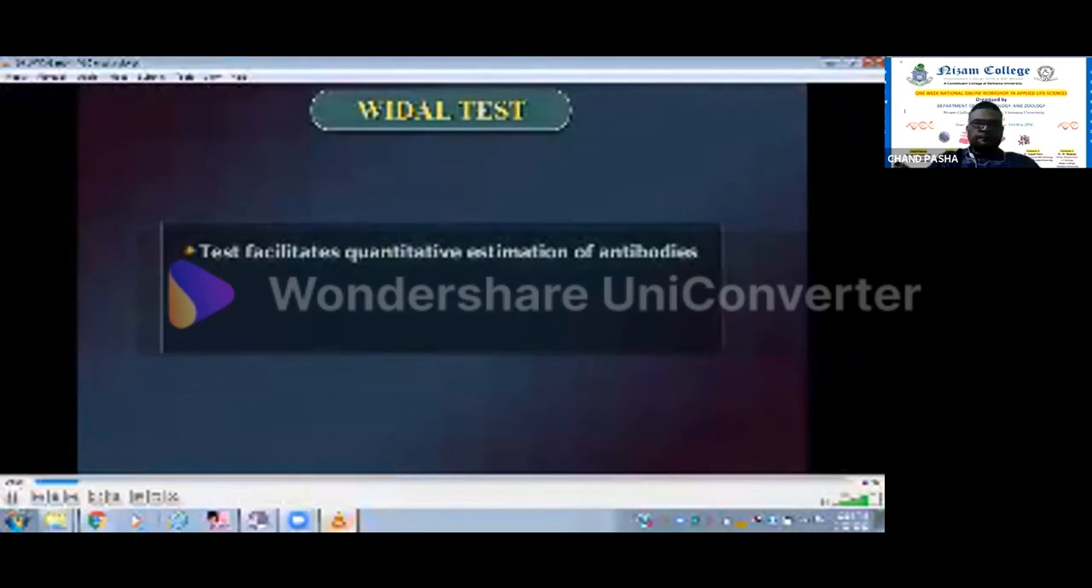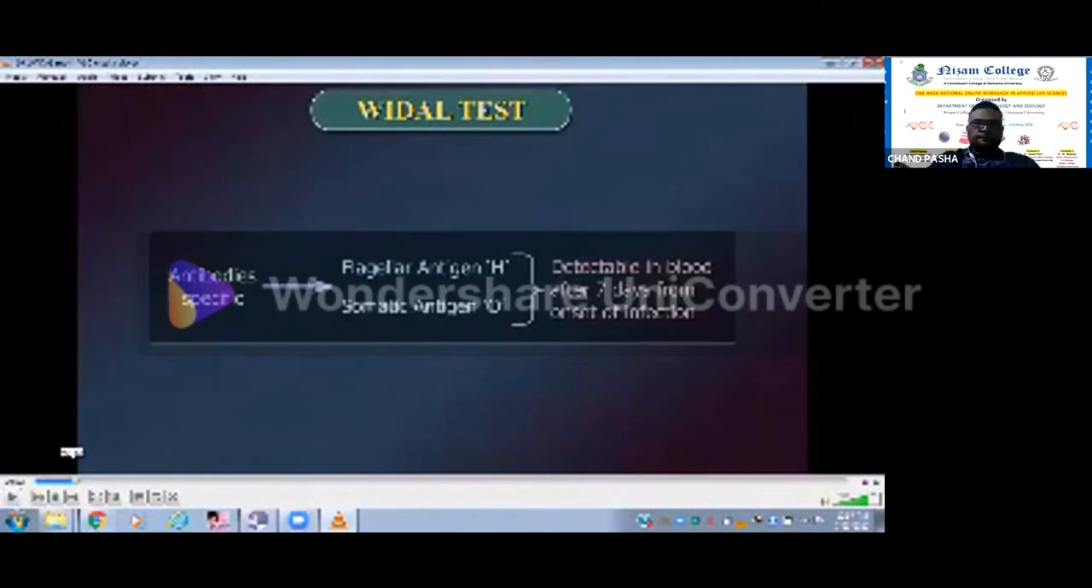Here H antigen is the surface flagellar antigen, and O antigen is a core antigen. Whenever there is an early infection, generally the active bacteria will be there, so the flagellar protein will be there. So antigen H will be predominant. So when you are measuring, anti-H will be more. Anti-H presence indicates that you will be having an early infection.